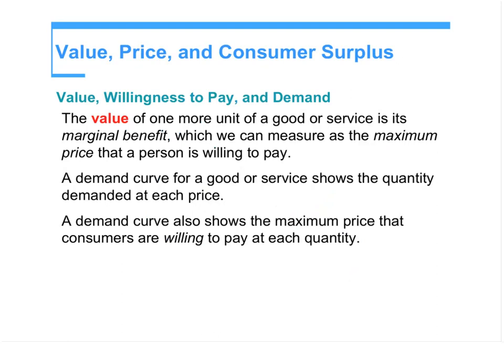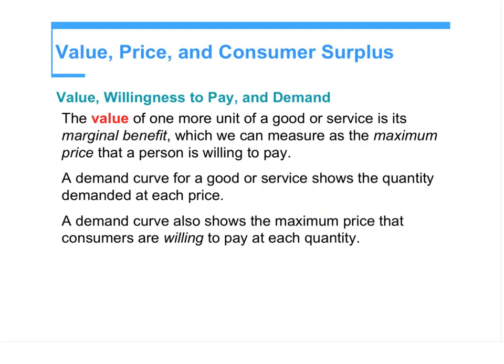So now let's talk about value, price, and consumer surplus. Value is the willingness to pay. The value of one more unit of a good or service is its marginal benefit, which we can measure as the maximum price that a person is willing to pay.